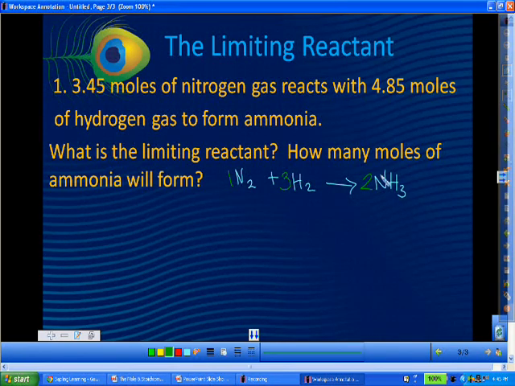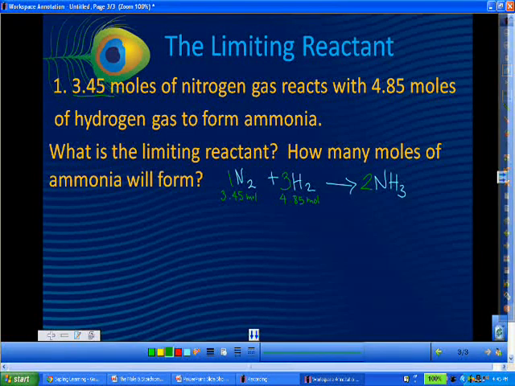moles of ammonia. Now the problem here gives us that we have 3.45 moles of nitrogen, and it is going to react with 4.85 moles of hydrogen gas. And so this isn't consistent with the mole ratio. We see that this is in a 1 to 3 to 2 ratio. But here we have 3.45 and 4.85. It's not falling within that ratio, and so we're going to have extra of one of these reactants.